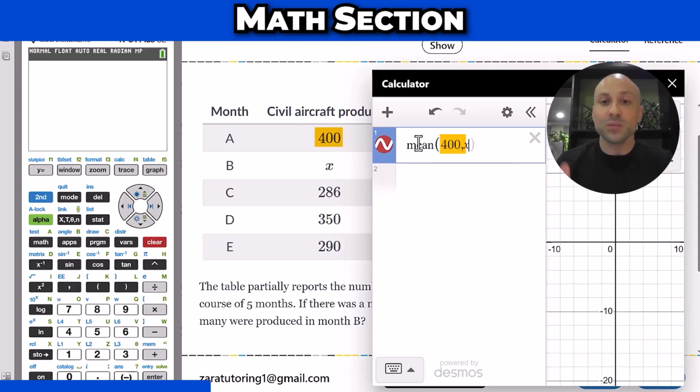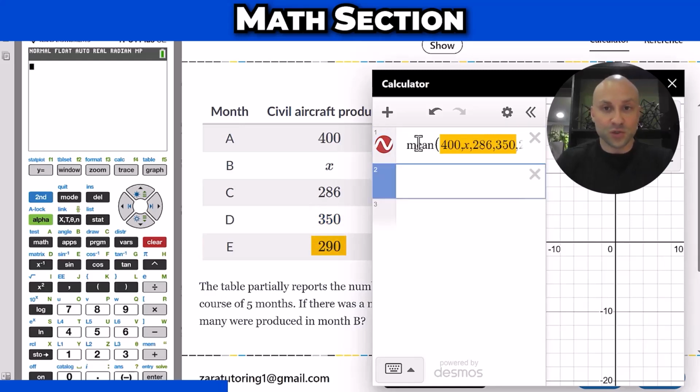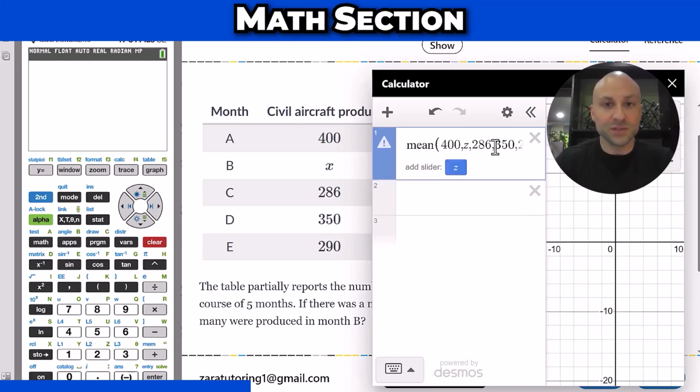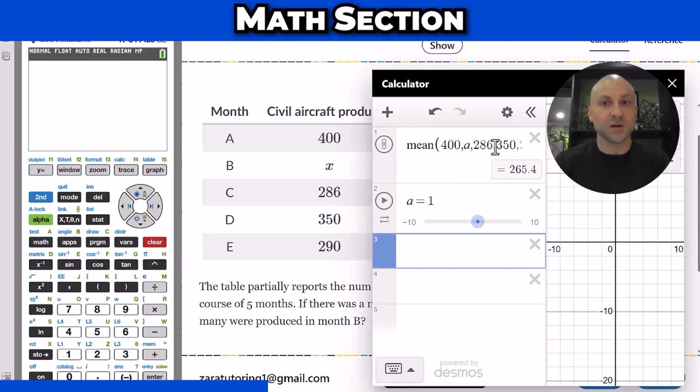Now it's important that we don't put X, because Desmos won't look at it as some unknown. It's going to assume it's an actual value. So when it's something that we're trying to figure out, we want to use the slider function. Basically we want to use something other than X or Y. Even if you use Z, that's fine. You could use A, whatever you desire. So let's put A, and I'll press enter, and it'll come up with the slider here.